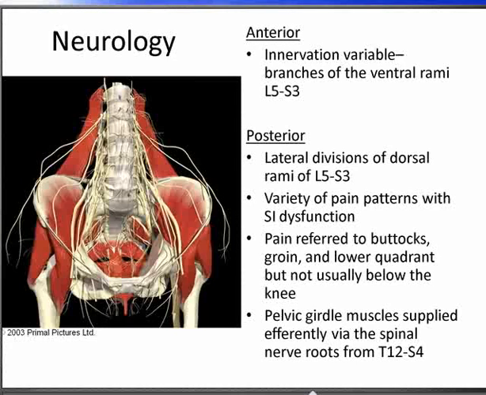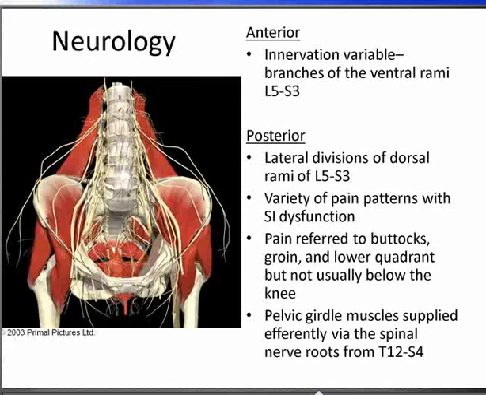Innervation can be variable. Branches of the ventral rami L5, S3. There's lateral divisions of the dorsal rami of L5 to S3 on the posterior aspect. And what this slide essentially says is that there could be a variety of pain patterns with SI joint dysfunction because of the various branches that exist. Pain can be referred into the buttocks, the groin, the lower quadrant. And generally, one of the things that we tend to know through research is that pain doesn't generally fall below the knee. So pain above the knee can quite likely come from the SI joint region.